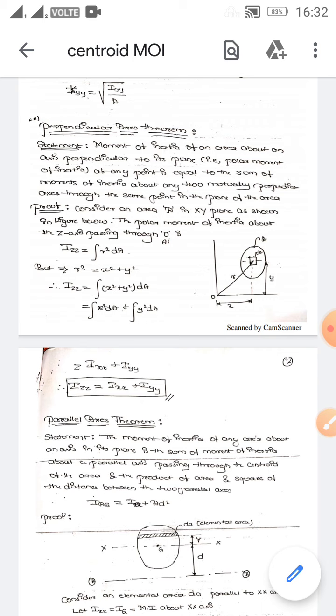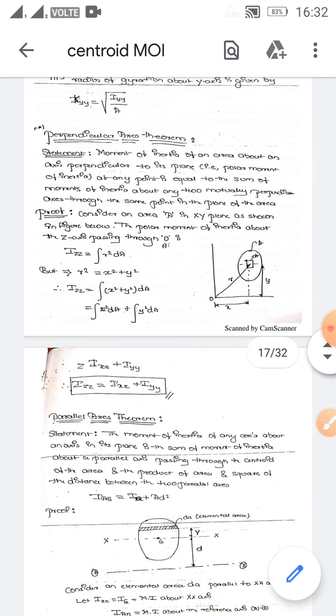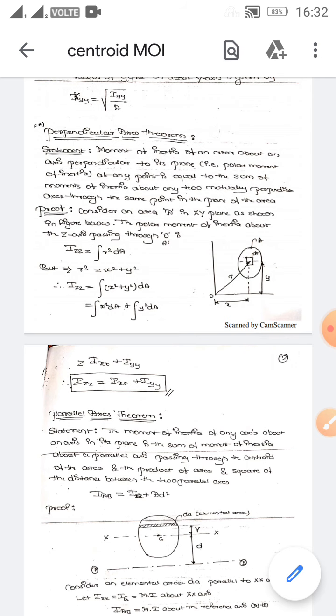There is also shuffling. They are going to ask one problem from the centroid and the derivation or a theorem from the moment of inertia. That will be one kind of case. The other case might be that they ask the derivation for the centroid and the problem from the moment of inertia. So we have to get prepared for all kinds of questions which will be asked in the examination.